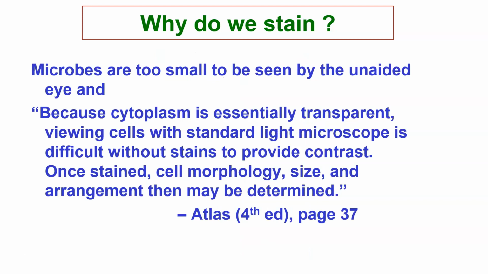In the atlas, it says microbes are too small to be seen by the unaided eye, and because cytoplasm is essentially transparent, viewing cells with a standard light microscope is difficult without stains to provide contrast. Once stained, we can look at things like cell morphology and size and arrangement and other things like that.